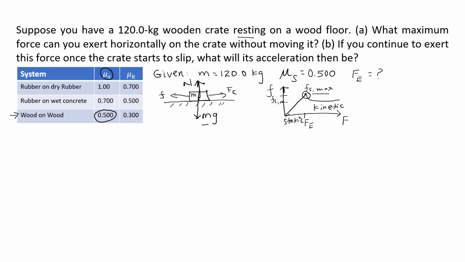But what is Fs max? In general, the friction force is given as the normal times the coefficient of friction. So let's call it maximum here, just to indicate that this is a maximum value, and that will be equal to the exerted force in magnitude but opposite in direction. And this value here is mu sub s multiplied by the normal. Because it's horizontal, the normal is going to be just mg.